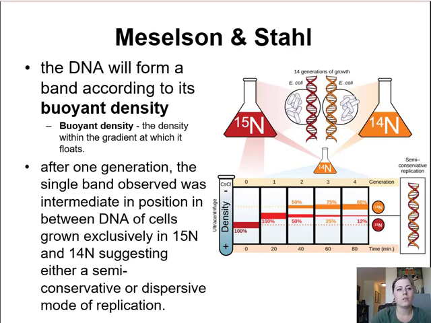So the DNA formed into bands according to its buoyant density. Buoyant density is the density within the gradient in which it floats. After one generation, the single band observed was at an intermediate position between the DNA of the cells grown exclusively in the heavy nitrogen isotope and those in the light nitrogen isotope, which suggested either a semi-conservative or a dispersive mode of replication.